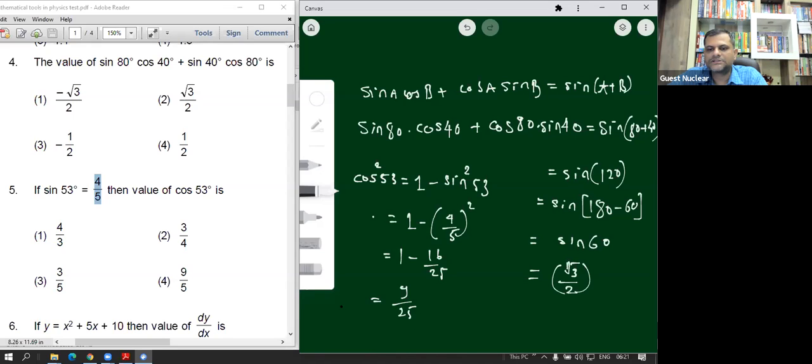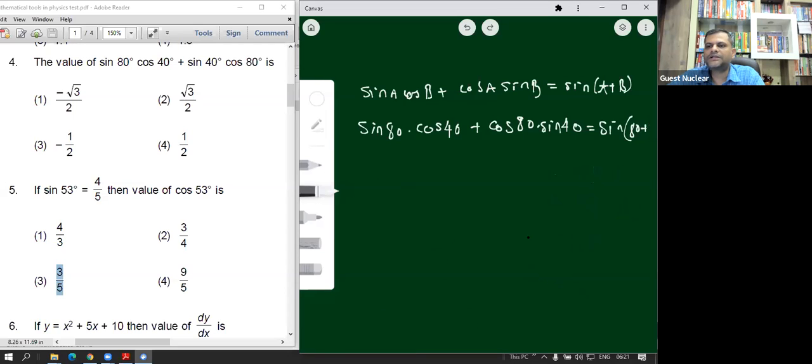And hence, since this is cos square 53, we get cos 53 to be simply the square root of this. So how much is the square root of 9/25? It is 3/5. So this 3/5 must be the correct option. So 3 is going to be the correct option. Even if not required, this sin square theta plus cos square theta equal to 1.